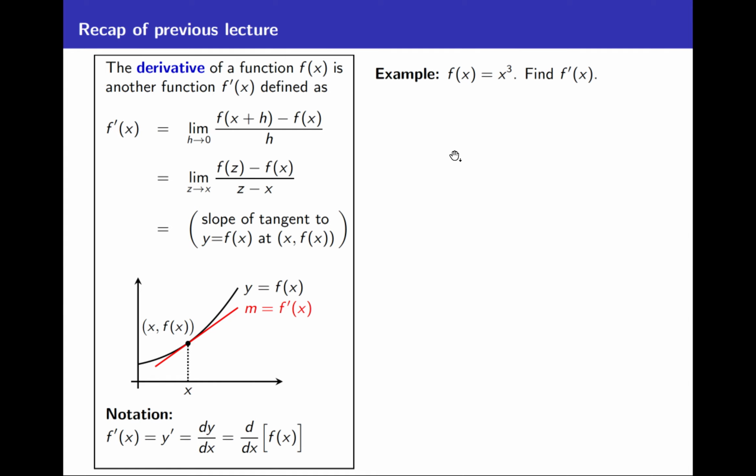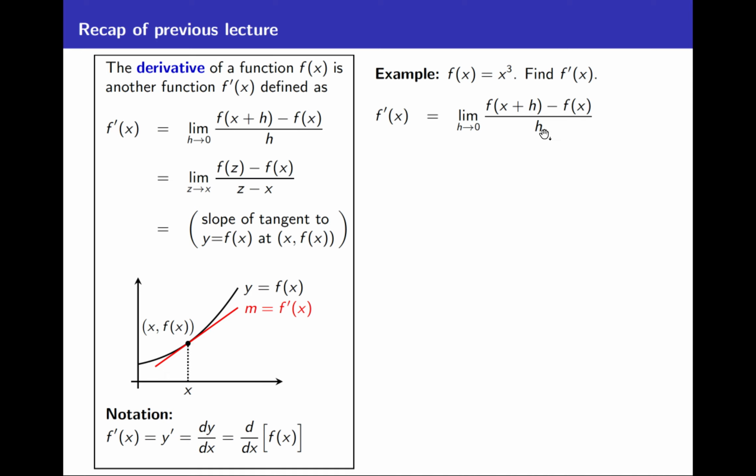We're going to do a quick example to set the stage for today's discussion. Suppose f of x is the function x cubed, and we want to find the derivative f prime of x. We can use this definition of the derivative. f prime of x is the limit as h approaches 0 of f of x plus h minus f of x divided by h.